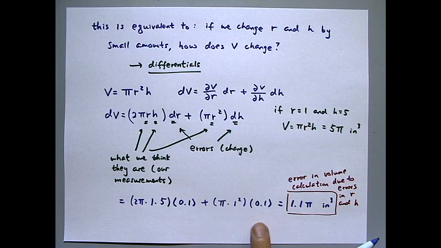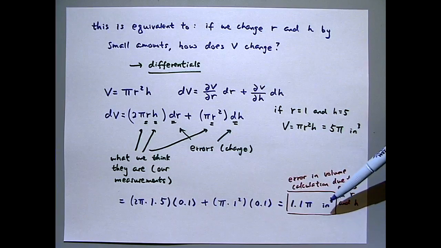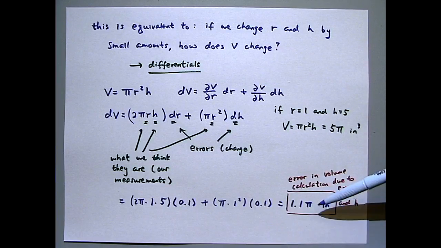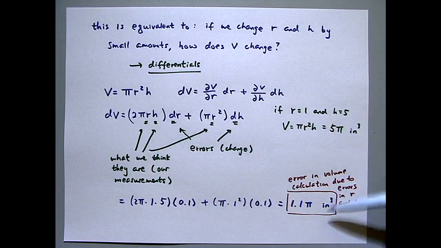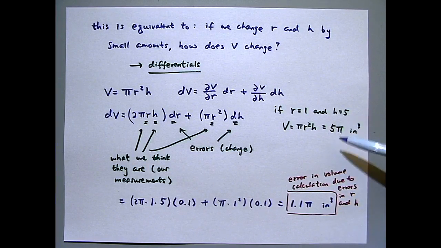We only made a 0.1 inch error in each of these two variables. Those are not very big, right? Those are pretty small things. But in the end, look how big the error turned out to be in terms of the volume. And it's actually, this is like 20%. 20% of what we think it really is.